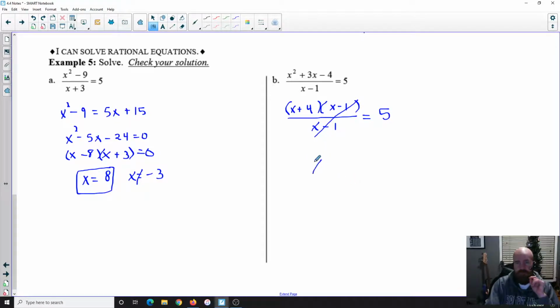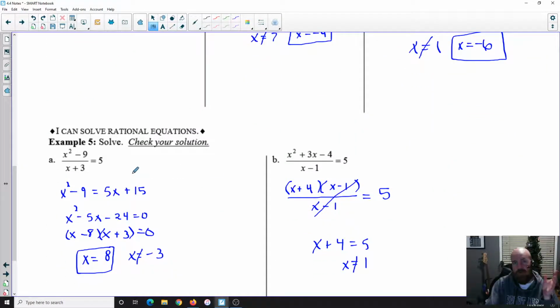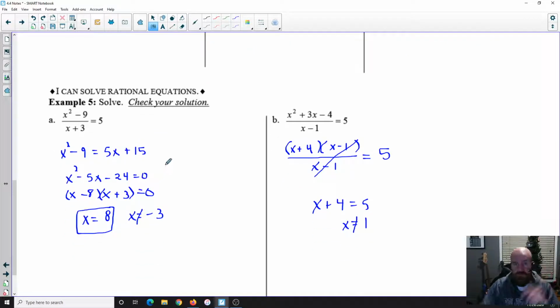So we know that we are left with x plus 4 equals 5. X would equal 1. Okay, but then again, look what happens. This answer, even though we canceled this one out, is still a 1. So when we plug it back in, it still doesn't work. So we don't have a solution here. We have an extraneous solution, just like the first example in this category. Let me know if you have any questions, but that concludes solving rationals.